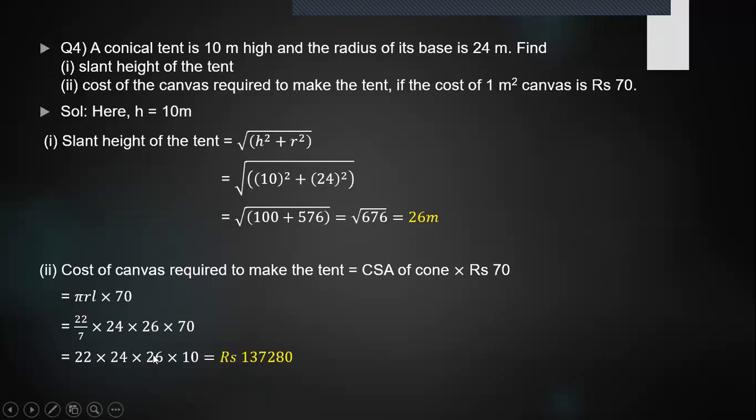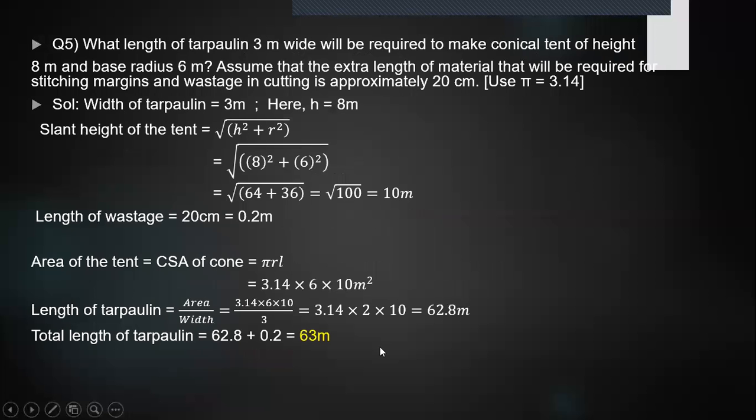And after you have done the multiplications, you get the cost as 1,37,280. Next, we move to question number 5.